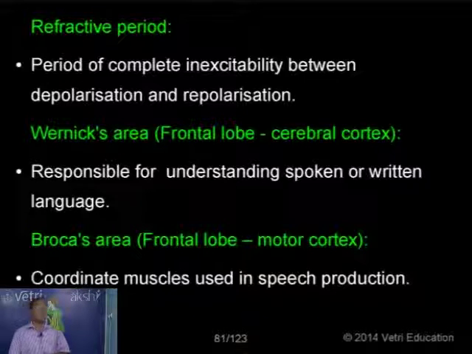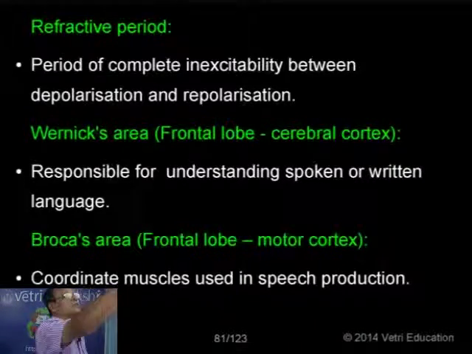Then Broca's area. It is also located in the cerebral cortex, the motor cortex, concerned with the coordination of the muscular activities concerned with speech. So this area coordinates the muscles which are involved in speech. That's why it's called Broca's area, otherwise called the speech area.